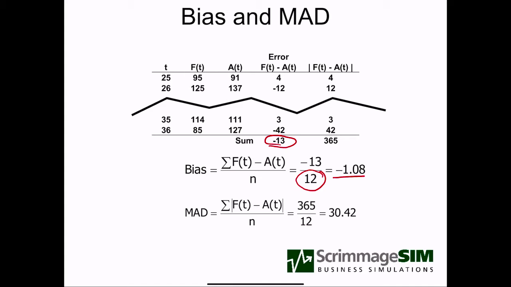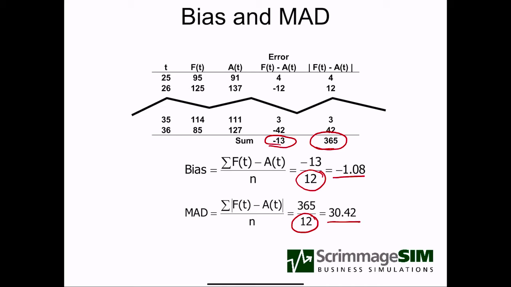If we have a positive value or a negative value that's significant, then we figure that we have a bias in our forecast, a tendency to under or over forecast. Here, the bias is minus 1.08, which means on average we're under forecasting by 1.08 units. So it's not a significant bias at this point, but we are slightly under forecasting. The mean absolute deviation is calculated using the total sum of the absolute value of the forecast minus actual, again dividing by the 12 comparisons that we have, and we get a value of 30.42.